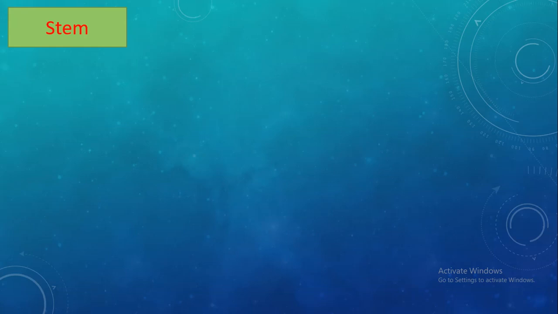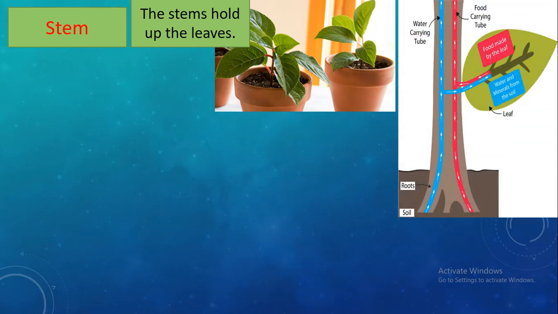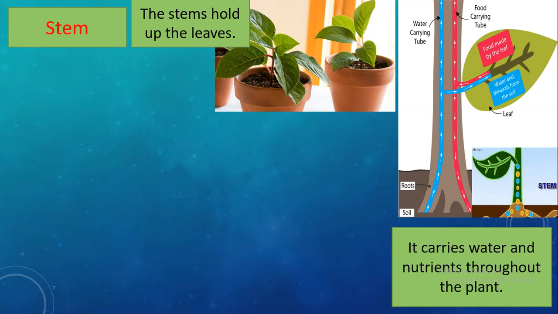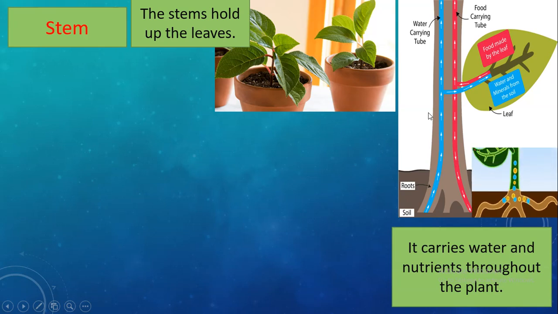Now, to the second part, we're going to talk about the stem. Stem contains small tubes. First, stems hold up the leaves to collect sunlight. The second function is to carry water and nutrients throughout the plant. These are the tubes. These tubes carry water and nutrients throughout the plant.